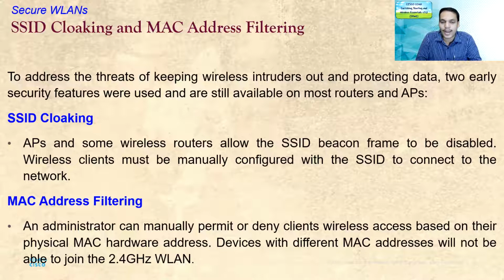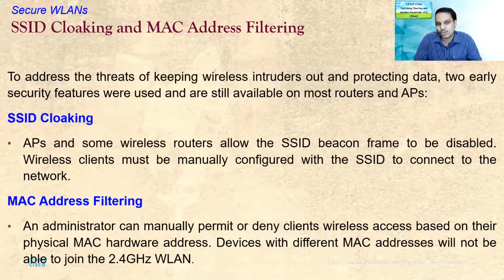The second one is MAC address filtering. An administrator can manually permit or deny clients wireless access based on their physical MAC hardware address. If you have a device with a different MAC address, you will not be able to join the WLAN. But these two techniques are good enough if you have a small network, a limited number of users, and a limited number of devices.